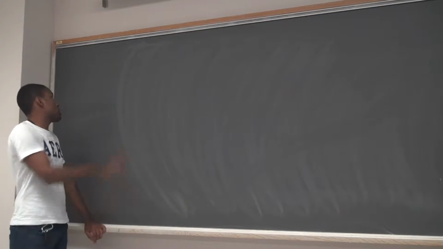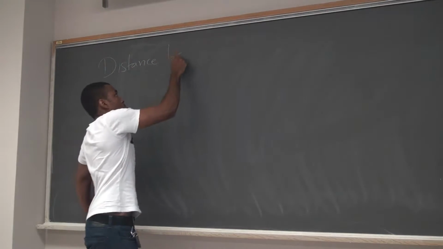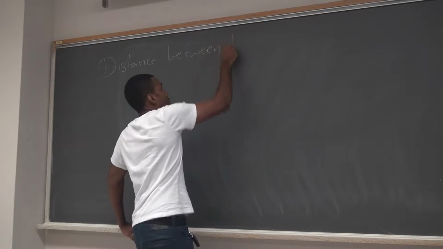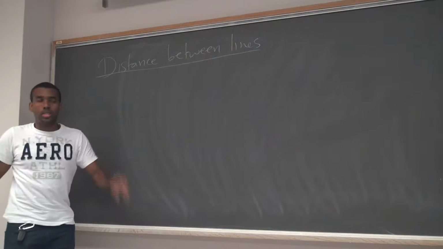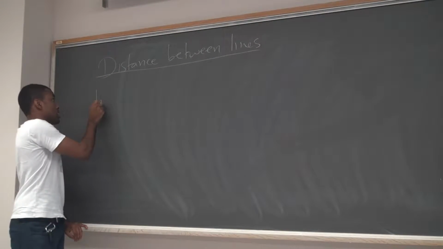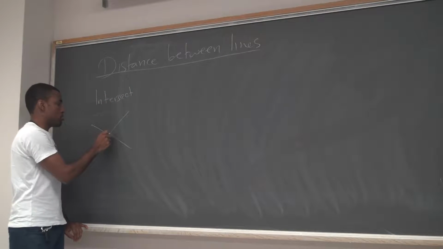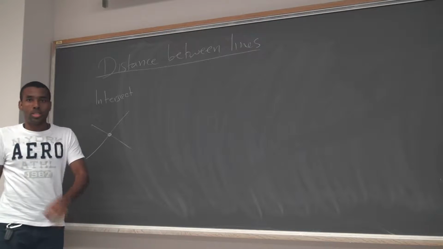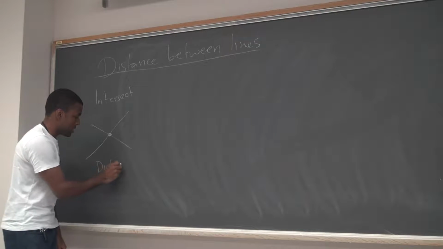So there are three situations for the distance between lines. And of course, when we say distance between lines, we mean the shortest distance between two lines. There are three cases. There's the case where they intersect, so the two lines actually pass through common points. So what's the distance between them? 0. So that's the easy case. Here the distance equals 0.